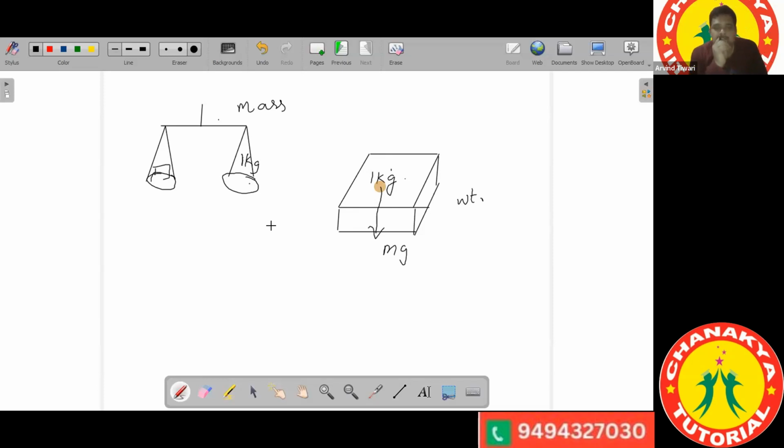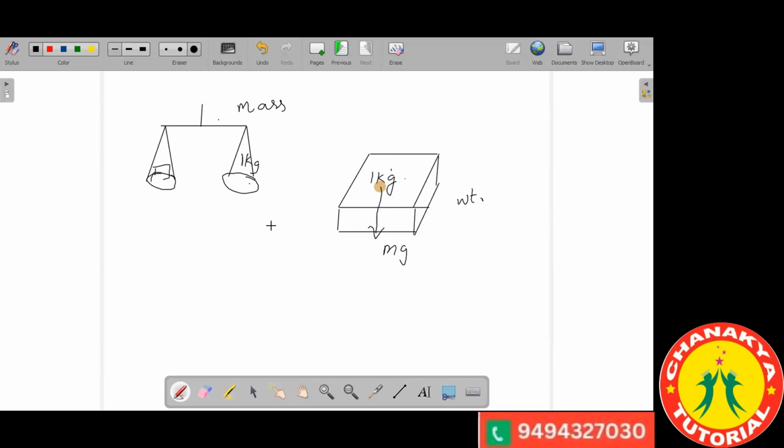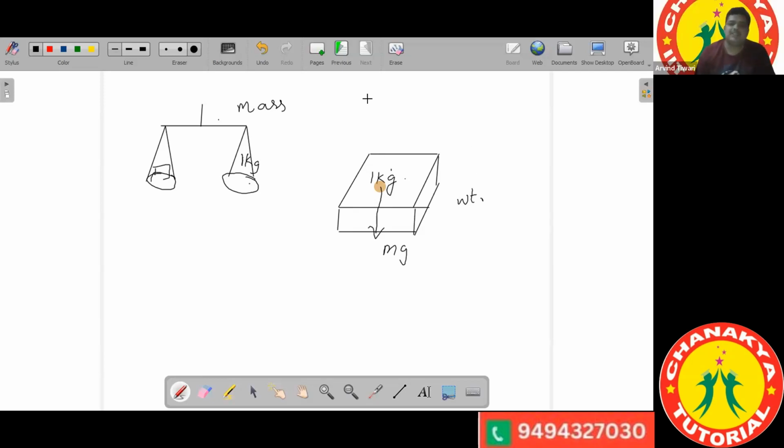Okay. So, understood this? Sir, can weight be zero? See, we just discussed that weight is equal to the force with which gravity pulls an object, and this value is equal to m times g. Mass will not change, but the acceleration due to gravity, this g value, is not a constant. It depends on certain factors.